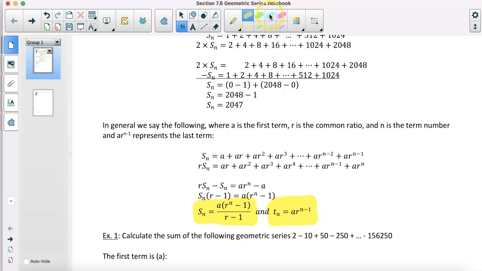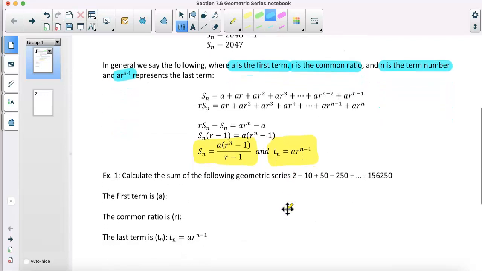Once again, the key things to remember here is that a, as we looked at before, is the first term, r is the common ratio, n is the term number, and again this a times r to the exponent n minus 1 represents this last term here.